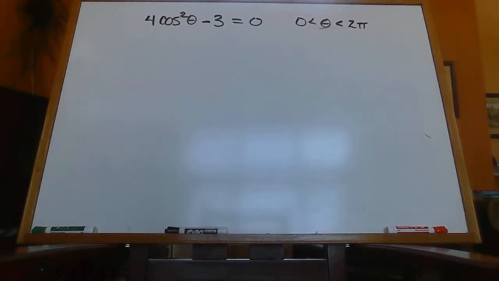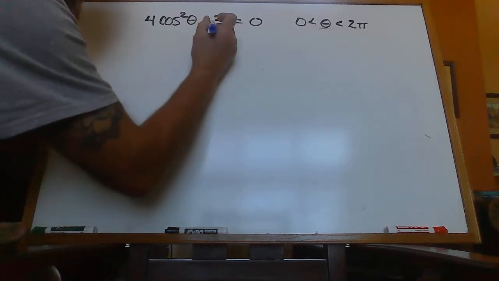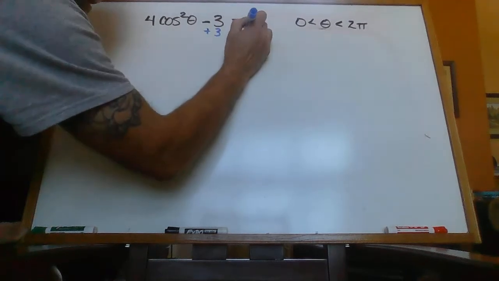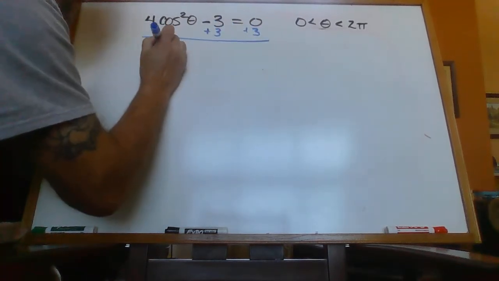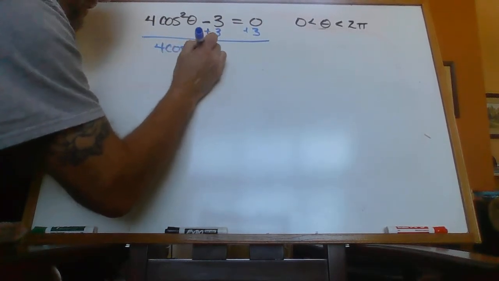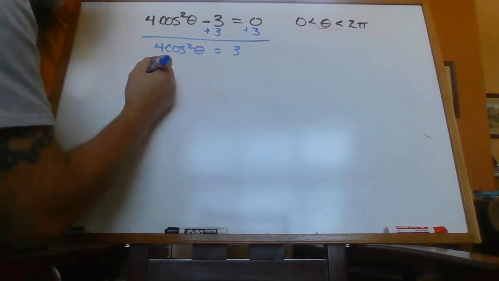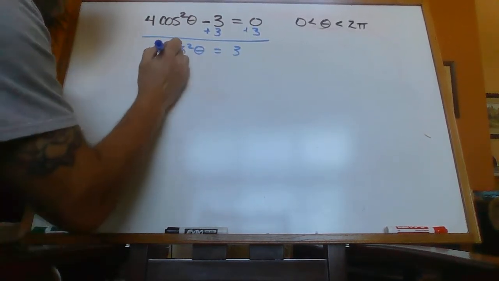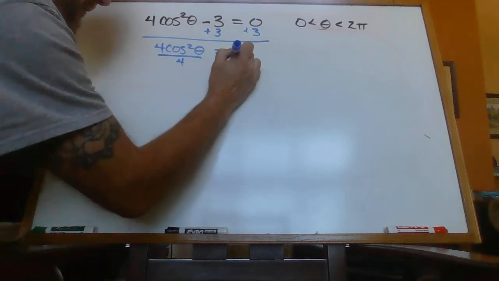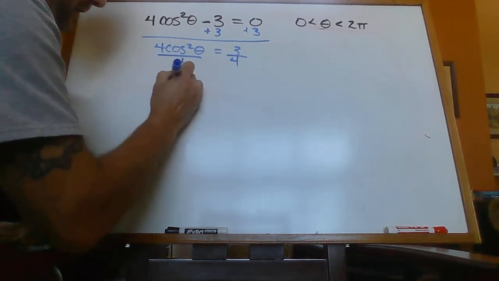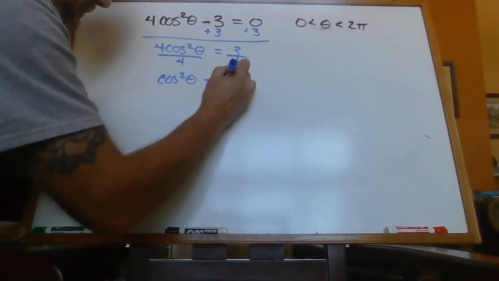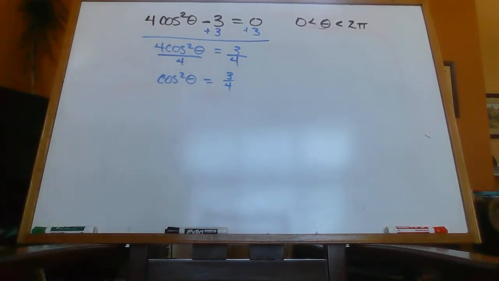Okay, for our next example, we've got 4 cosine squared theta minus 3 equals 0. We want all the answers between 0 and 2 pi. So first couple steps, not too difficult. Add 3 to both sides, so I get 4 cosine squared theta equals 3. And then I'm going to divide by 4 to get rid of this 4 over here, so I get cosine squared theta equals 3/4.